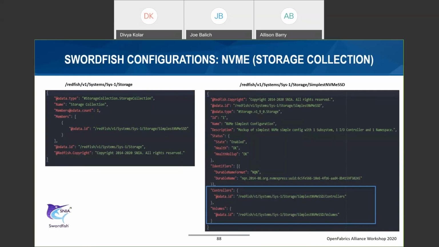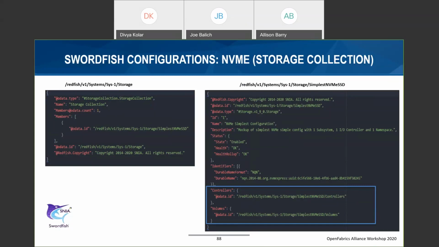So continuing on to the mockups. We have seen that system 1 has a storage, and the left side of the slide shows that this system has a storage collection, and the path for that is sys1 storage and simplest NVMe SSD, that is the NVM subsystem. And on the right side, you can see that the subsystem is identified by NQN, and that is how we define the identifier for this subsystem. So NQNs are nothing but NVMe qualified names. Those are unique names to identify NVMe entities like hosts or targets.